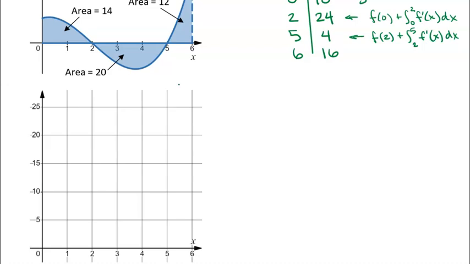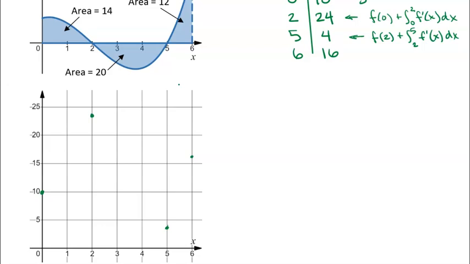So at 0, we're at 10. And then at 2, we were at 24. Okay, so just a little bit below here. 24 is maybe about there. And then at 5, we are at 4. So maybe about there. And then at 6, we're at 16. So maybe about there. Okay. So that gives me some points that are on my graph.